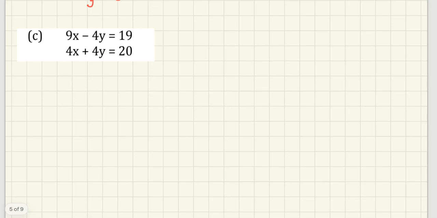There is something slightly different about this one. It's not just that it's negative numbers, but you'll notice in the other one, the focus is on the negative, but this is 9x minus 4y, but this is 4x plus 4y. So the change is not just in the x, it's also in the y, which kind of makes it more challenging, but we can deal with that.